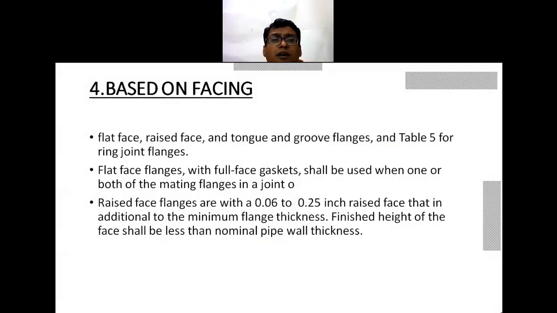Now next is based on the facing. Facing: the flat face or raised face, whether the face is a flat face or a raised face. In that, tongue and groove flanges are available. For flat face flanges, a full face gasket shall be used.